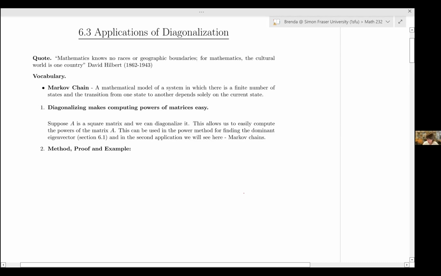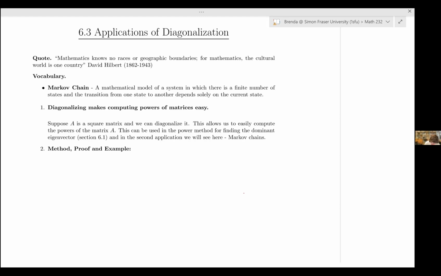So in the last lecture, we learned how to find a similar matrix to a given matrix, which was diagonal. And then we saw right after that, that there is a method for finding the dominant eigenvector called the power method, which requires us to take powers of a matrix. So we're going to be combining these two ideas, and we're going to learn how diagonalization helps us to take powers, and then we're going to see yet another example of this. Okay, so here we are, a little bit of vocabulary, and this vocabulary will become clear as the lecture proceeds.